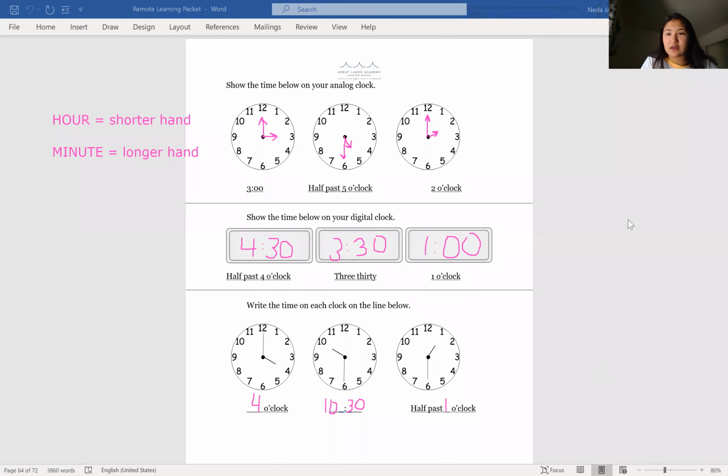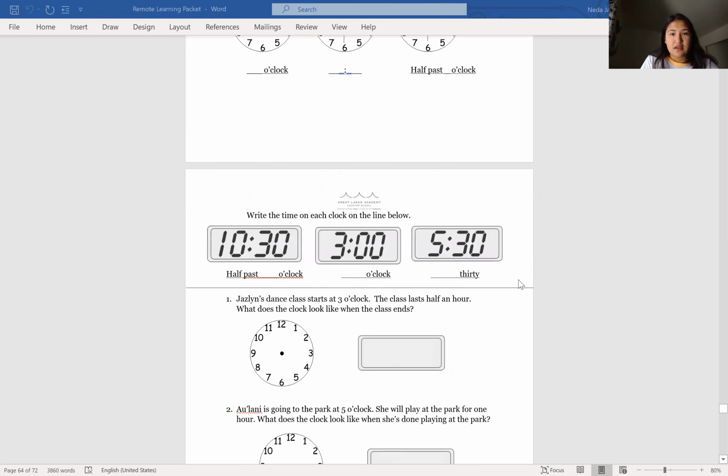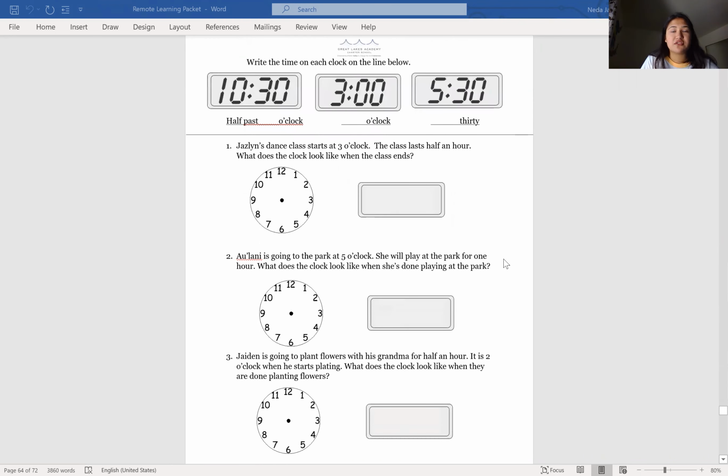Now we are going to go down to the next page. You are going to solve these next 3 on your own. Let's read the directions together. Get ready, go. Write the time on each clock on the line below. Pause and solve on your own. Nice. Now that you did that, let's go over them together.